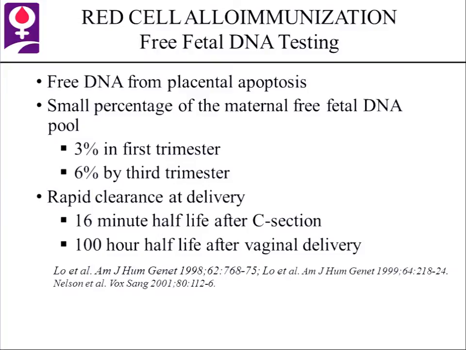So free DNA has hit our market, and mostly for Down syndrome screening, but the first free DNA testing was done in D by Professor Lowe in Oxford. We now know it comes from placental apoptosis, so the placenta sheds DNA into the maternal system. We're not sure why it's there, but it clearly is present. As much as 3% of the free DNA pool of a pregnant woman is fetal in the first trimester and up to 6% by the third trimester. And the reason we know it comes from the placenta is it clears very rapidly after birth.